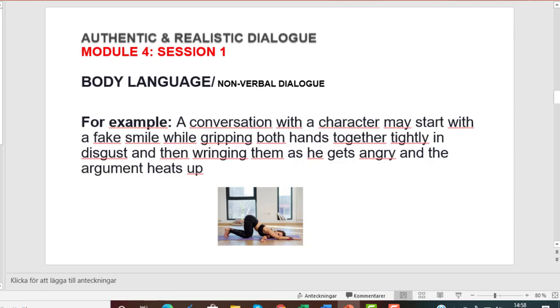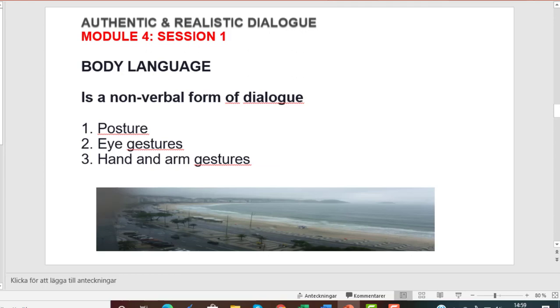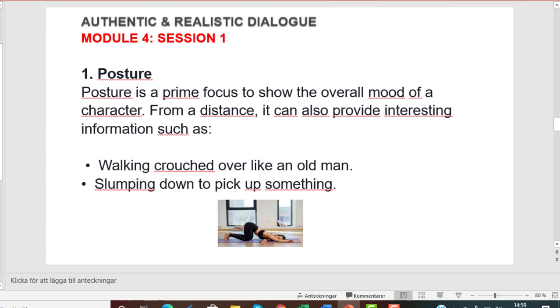For example, a conversation with a character may start with a fake smile while gripping both hands together tightly in disgust and then wringing them as he gets angry and the argument heats up. Body language is a non-verbal form of dialogue and it includes posture, eye gestures, hand and arm gestures as we said before. Posture is a prime focus to show the overall mood of a character. From a distance, it can also provide interesting information, such as walking crouched over like an old man or slumping down to pick up something.